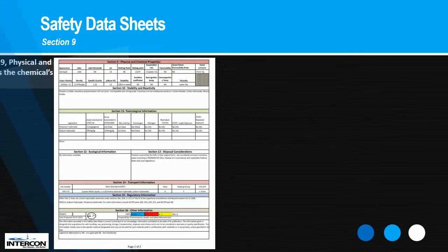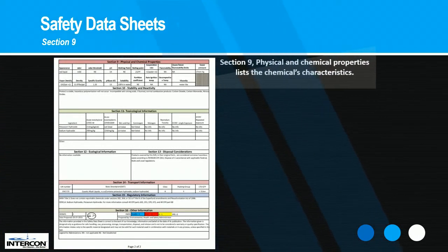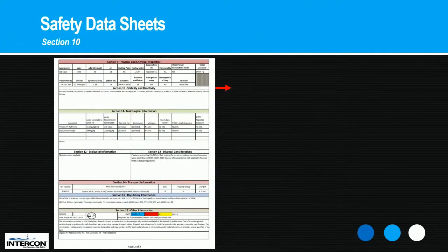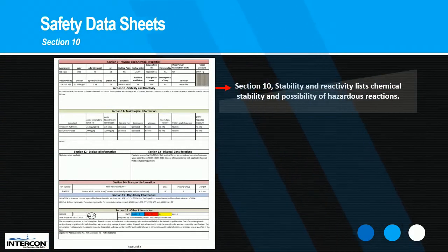Section 9. Physical and chemical properties lists the chemical's characteristics. Section 10. Stability and reactivity lists the chemical stability and possibility of hazardous reactions.